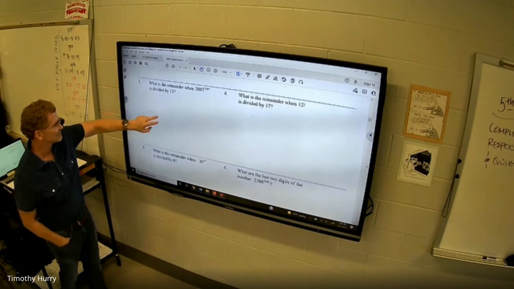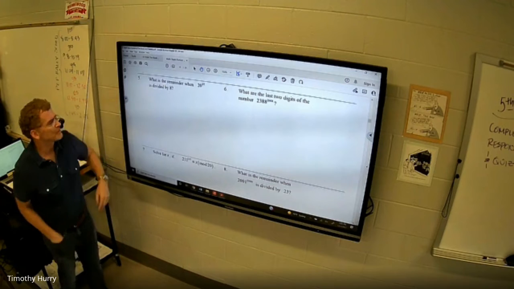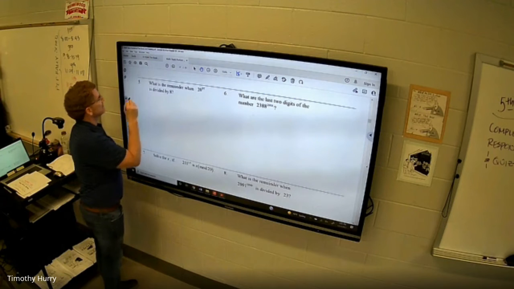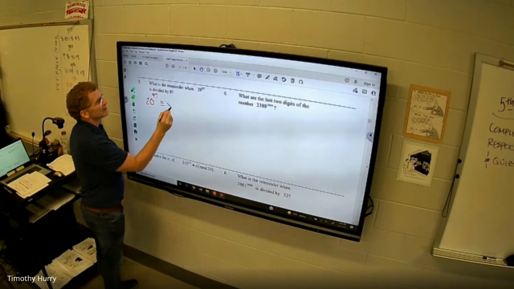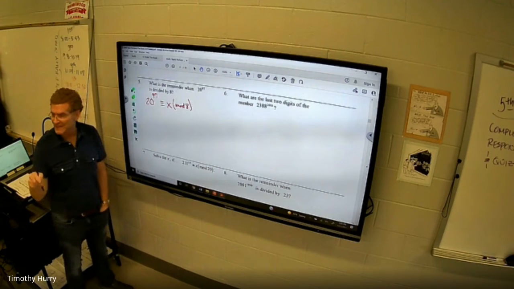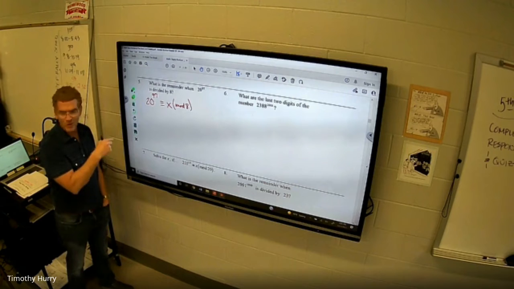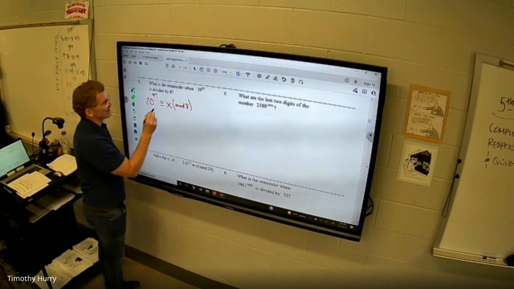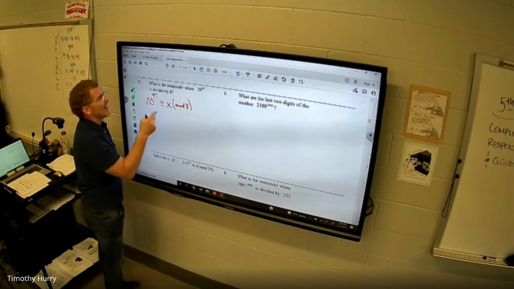What about jump to number 5? What is the remainder when 20 to the 97th is divided by 8? So X would be the answer. But what is my remainder? So what can I do immediately? Divide 8 into 20 and take the remainder. The remainder would be 4. So I have now 4 to the 97th. Now, how do I shrink down the 97?